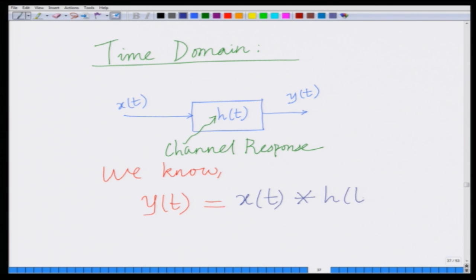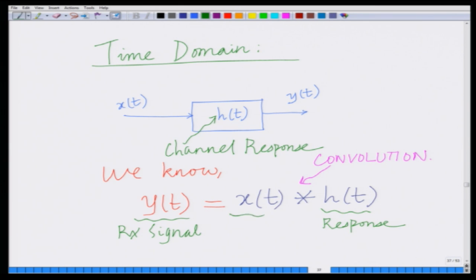convolved with the response h(t), where the star operator, an important operator in LTI systems, is termed as the convolution. So, the received signal y(t), h(t) is the response of the channel, and x(t) is the transmitted signal. We can say y(t) equals x(t) convolved with h(t).